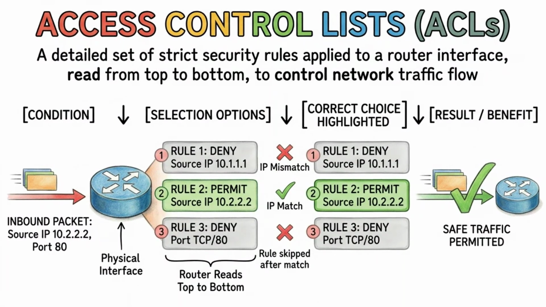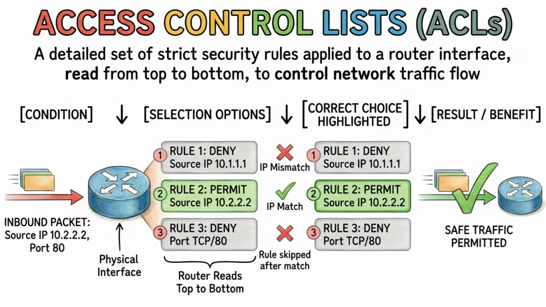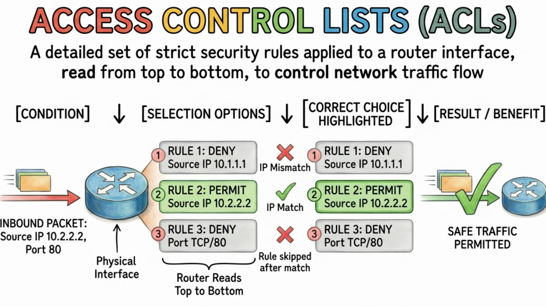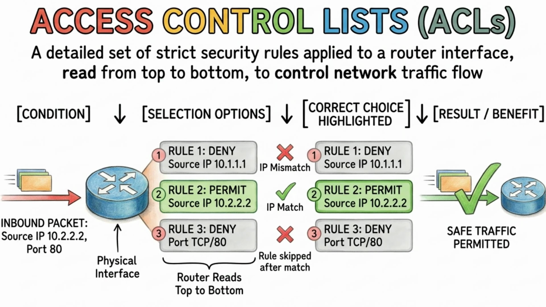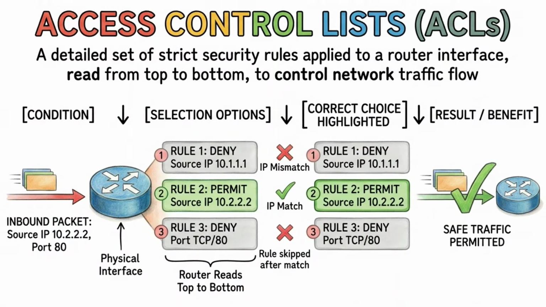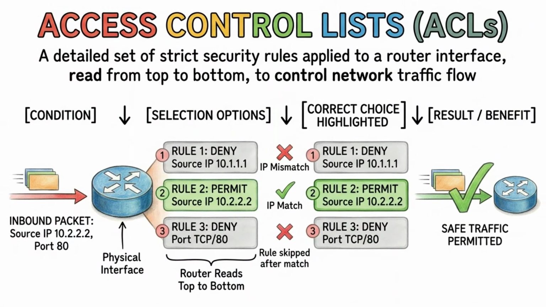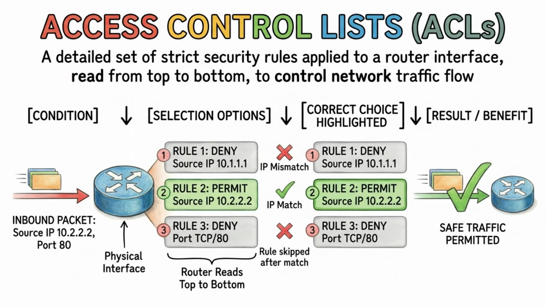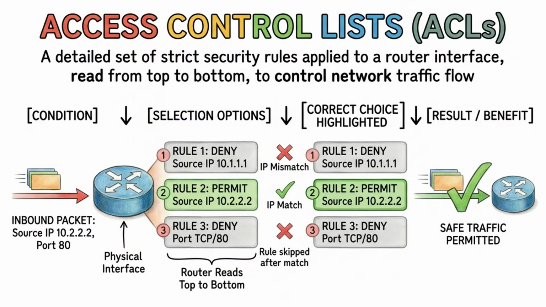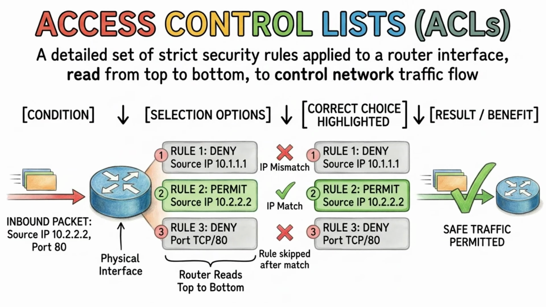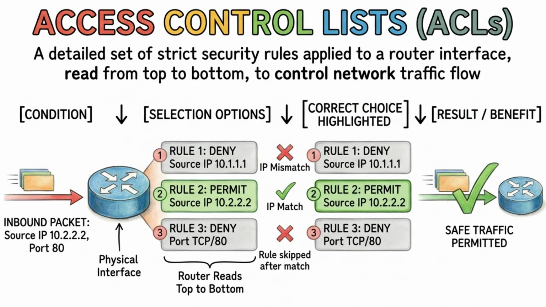Protecting the local switch is highly important, but we must also strictly control the traffic flowing between different networks using access control lists. An access control list, universally known as an ACL, is essentially a highly detailed set of strict security rules applied directly to a router interface. As data packets attempt to enter or exit the physical interface, the router carefully reads the ACL rules from top to bottom, desperately looking for a mathematical match. You can configure these specific rules to permit safe network traffic or immediately deny unwanted traffic, making ACLs the fundamental building block of all network security.